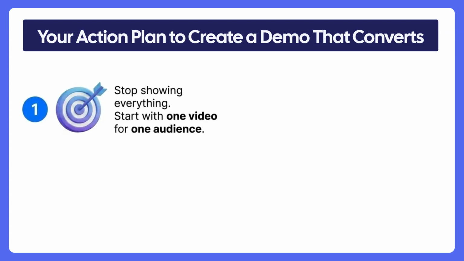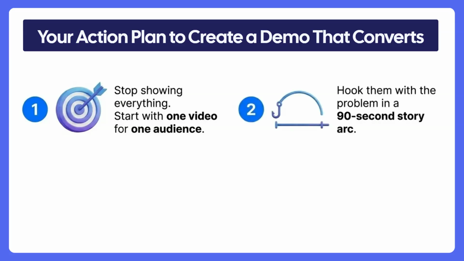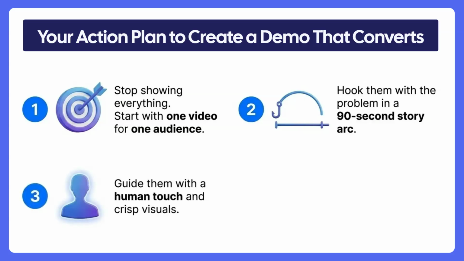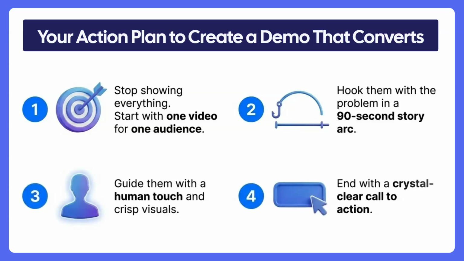Stop trying to show everything that your product can do. Instead, start with just one video for one audience. Follow the framework: hook them with the problem, tell a 90-second story, guide them with a human touch, and end with a crystal clear call to action. If you do this, you will finally have a SaaS demo video that actually converts.